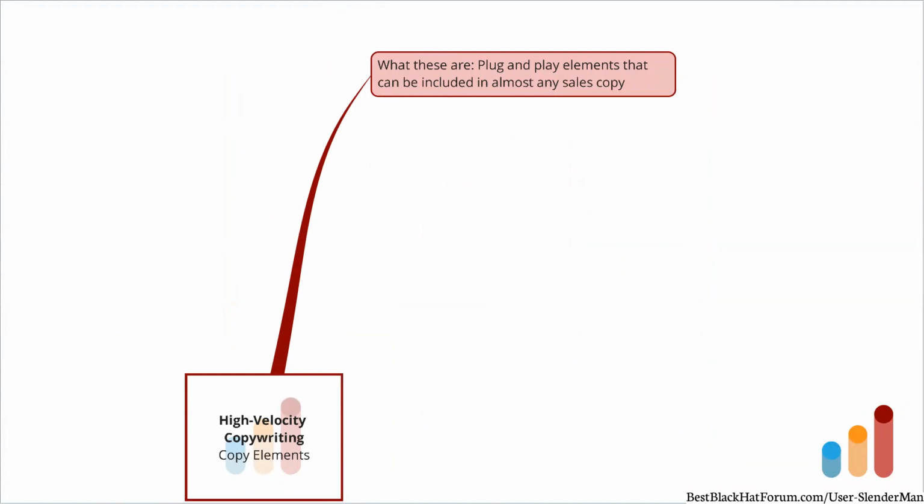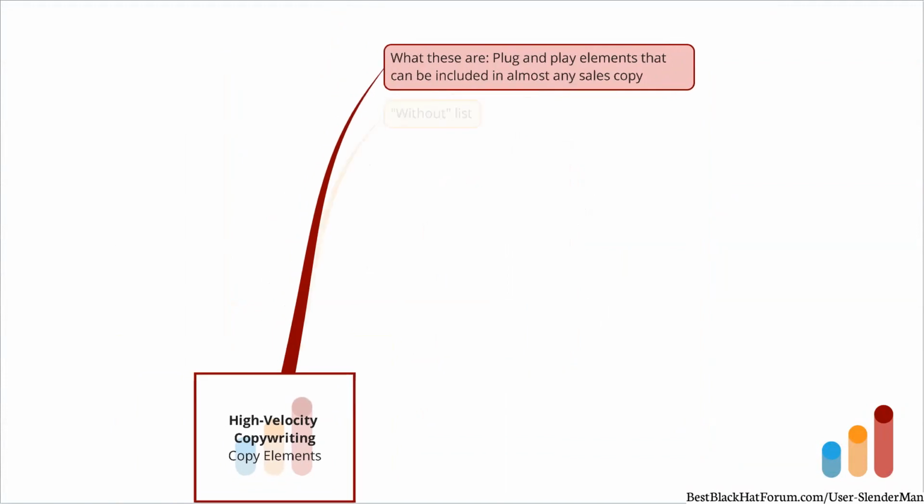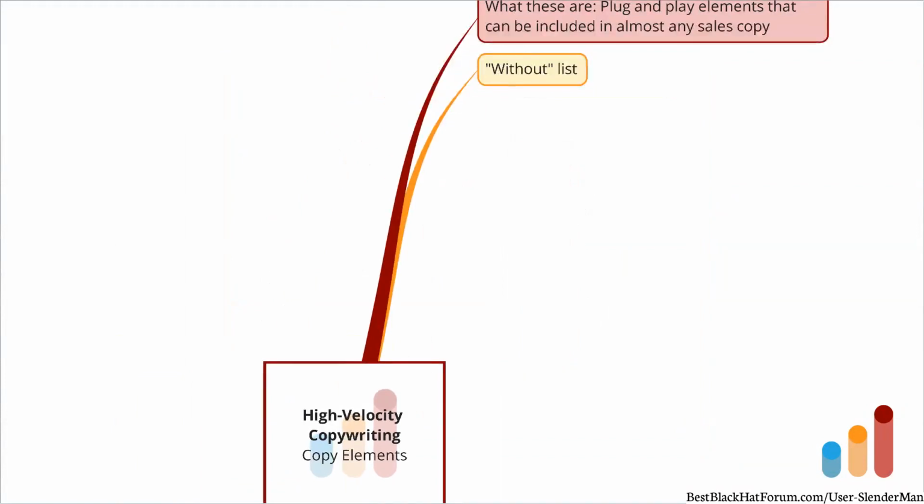And that might not be clear at first, so let's dive in and talk about what these are and where you might be able to use them based on just conveying the right message. So first and foremost is a without list. Well, I don't know if this is foremost, but it's really useful and I really like it.